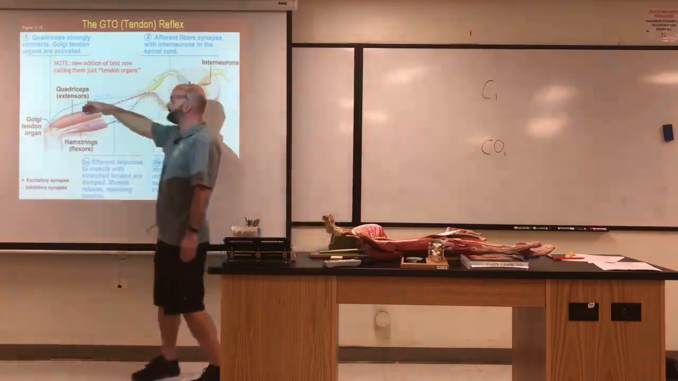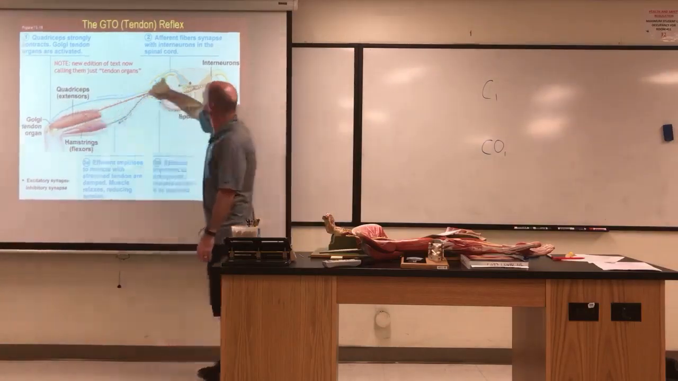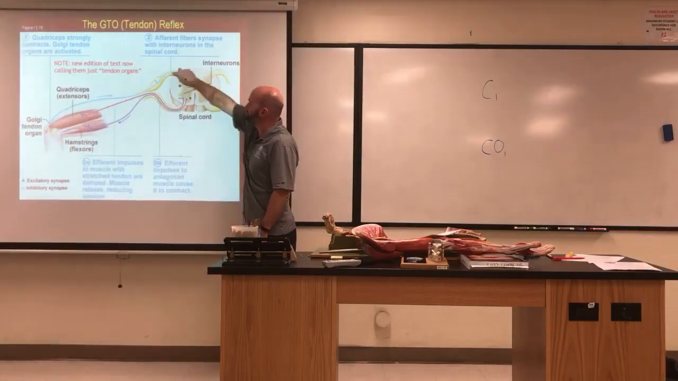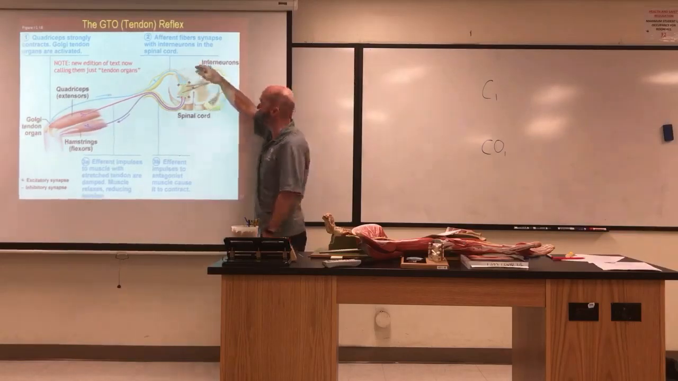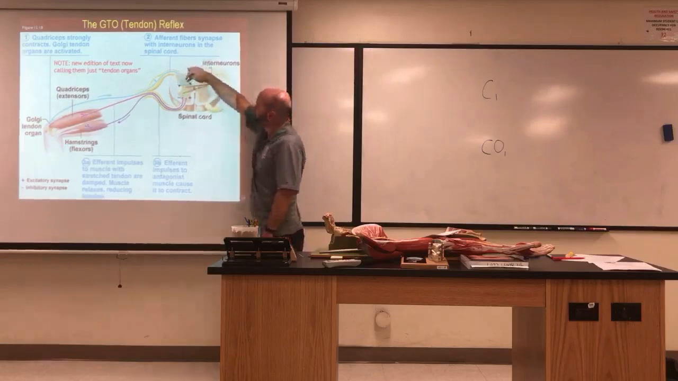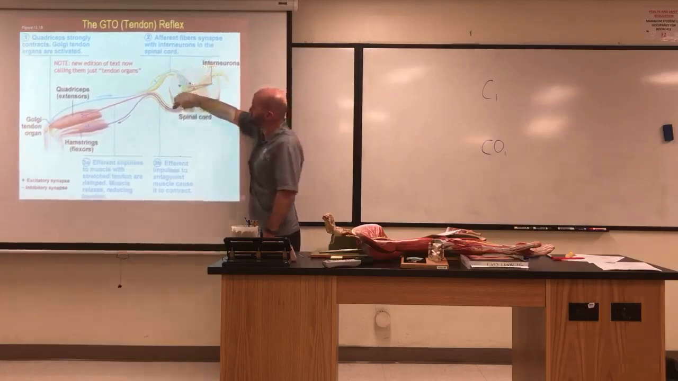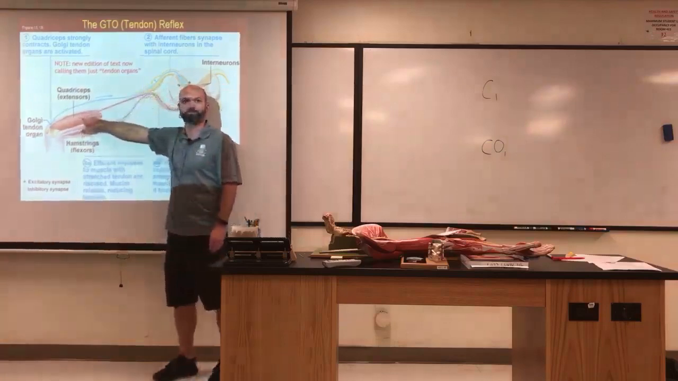So here's the quads generating too much force, detected by the GTO. Sensory signals come in through that sensory nerve fiber. It innervates neurons. So there's two legs, right? Two parts to this reflex. You have an inhibitory interneuron and an excitatory one. The inhibitory interneuron is going to inhibit the lower motor neuron going to the same muscle that was just generating force.